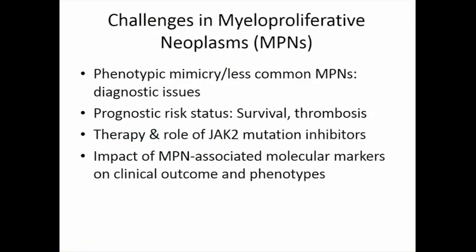You can see here that we have phenotypic mimicry that occurs in some of these patients. Some of them are common, some of them are uncommon. We need to know something about survival as well as thrombotic risk in these patients. And then we want to know about the JAK2 inhibitors, which ones should be used and when. And now molecular changes are occurring. How do we use these?